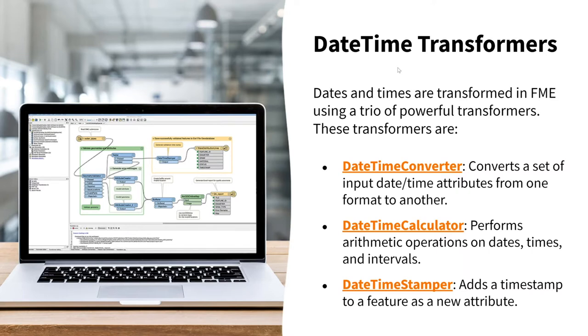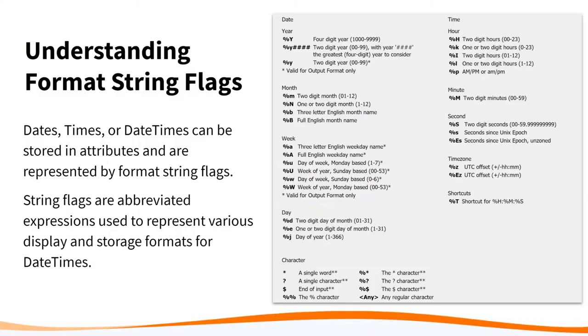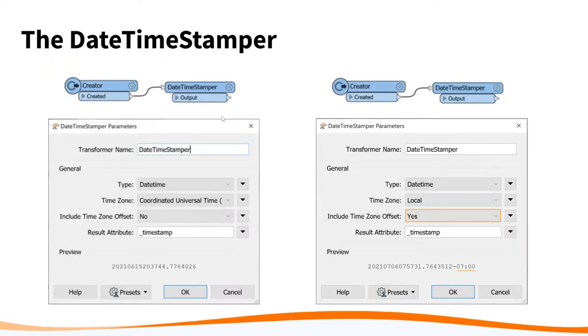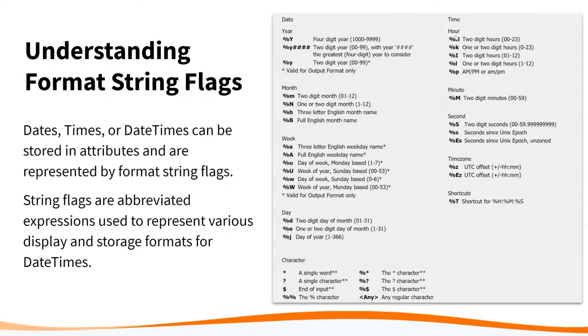So, understanding format string flags. I'm not going to spend a whole lot of time on this, but this is just how we reference different parts of a datetime. Format string flags are just abbreviated expressions used to represent individual parts of a datetime format. This screenshot came from the quick reference section in the datetime converter, but we have an expanded version in our documentation too, which I think we can link out.